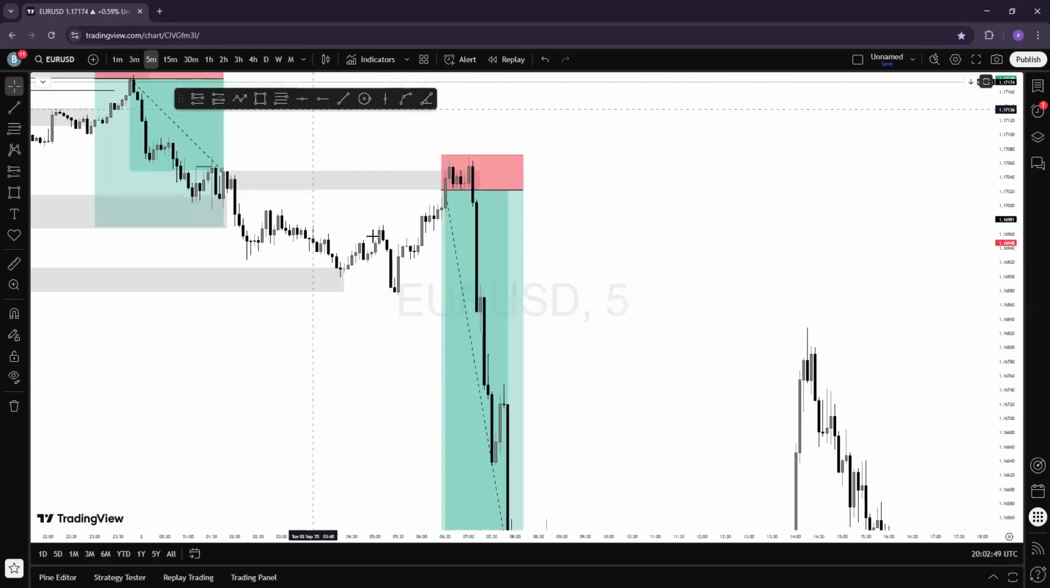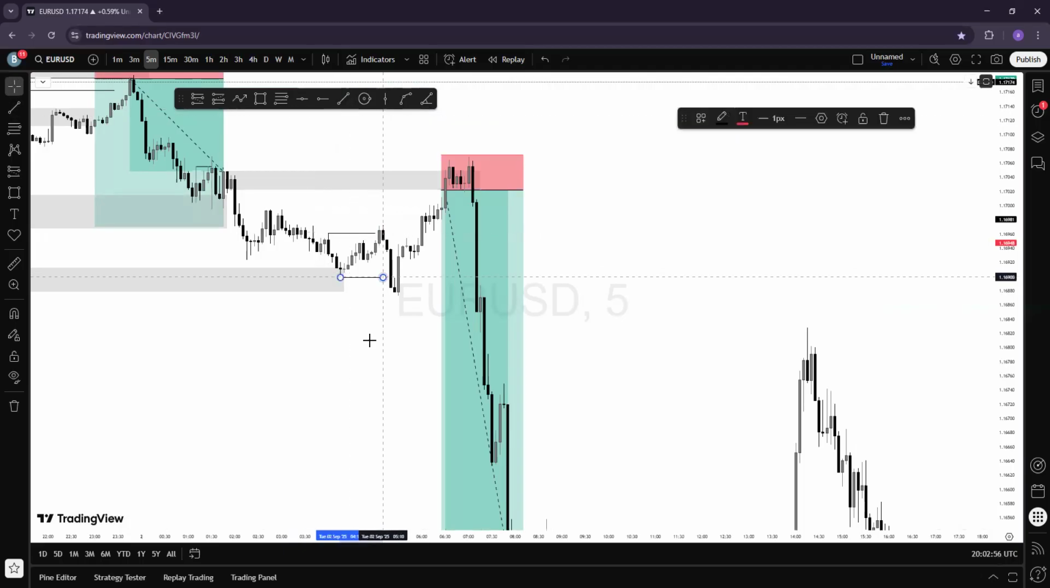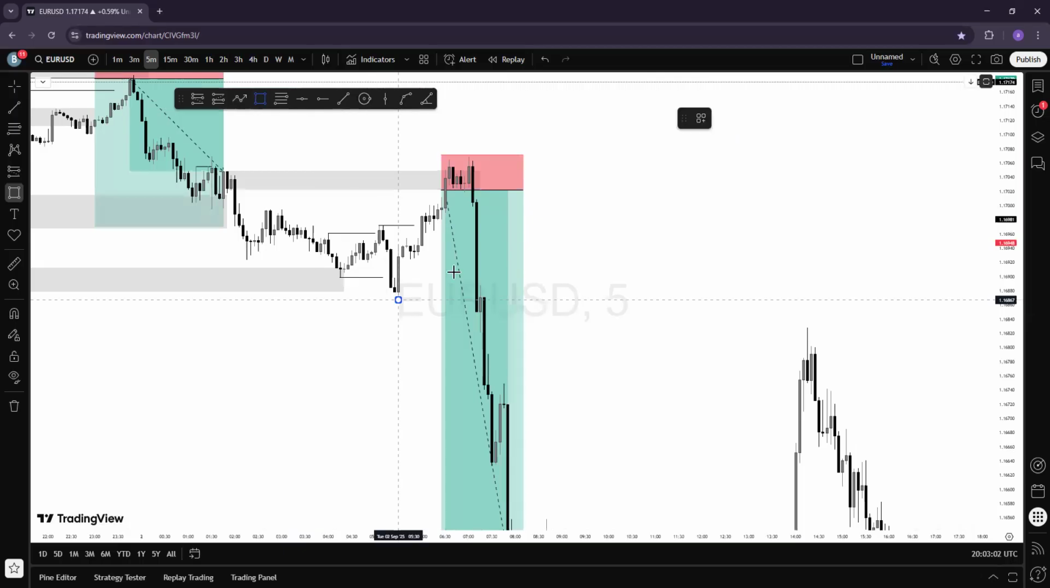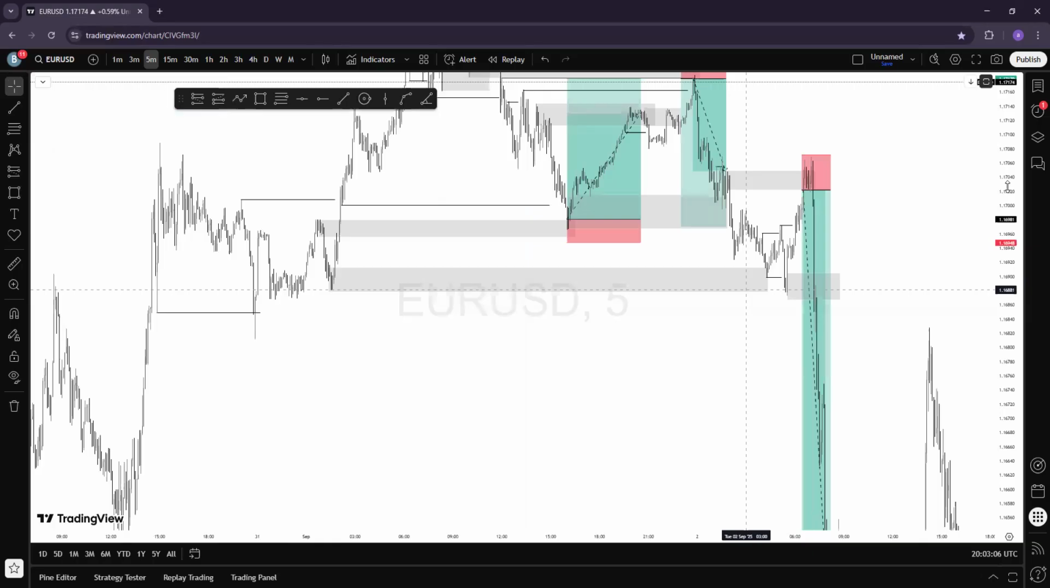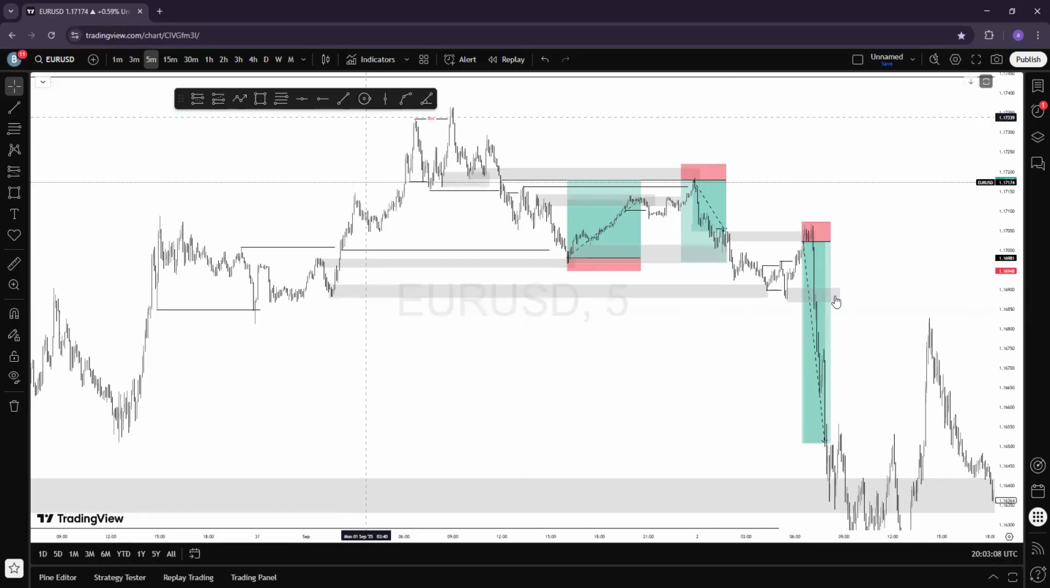This guy broke this point to make it a protected high and then broke structure. A lot of people will say this is a change of character, CHoCH, and then they want to sell here. Let's investigate this particular market that is trying to buy here. It happened as a result of what?